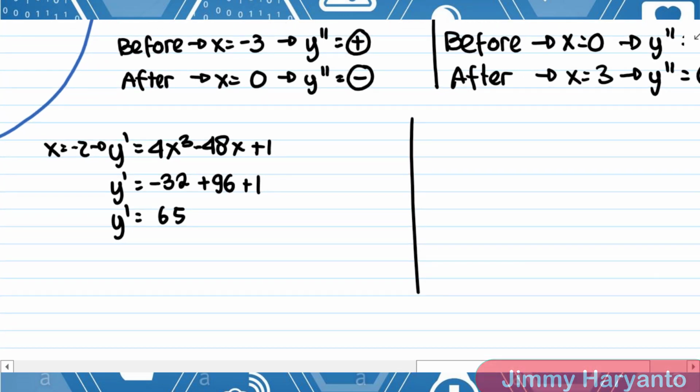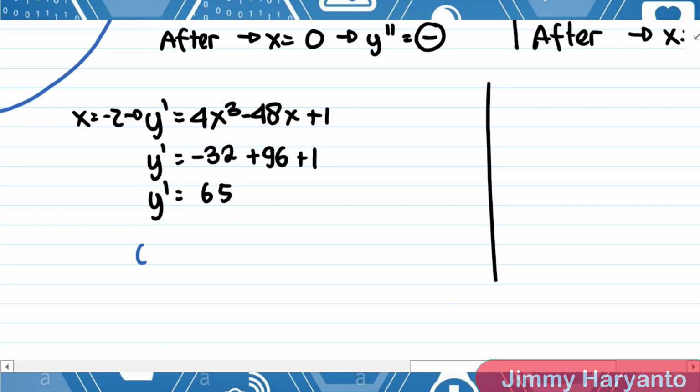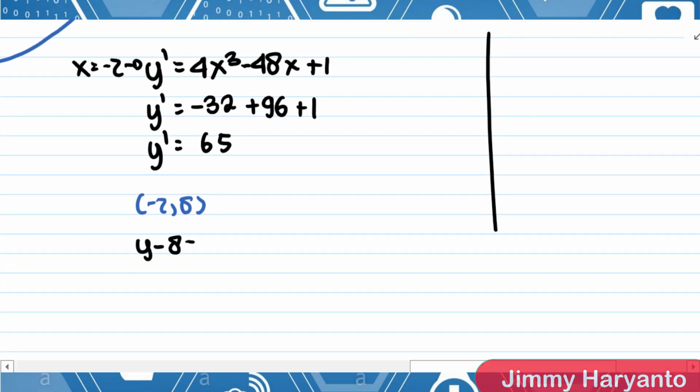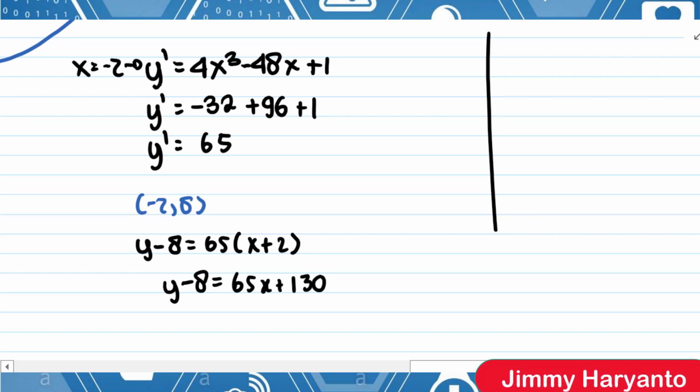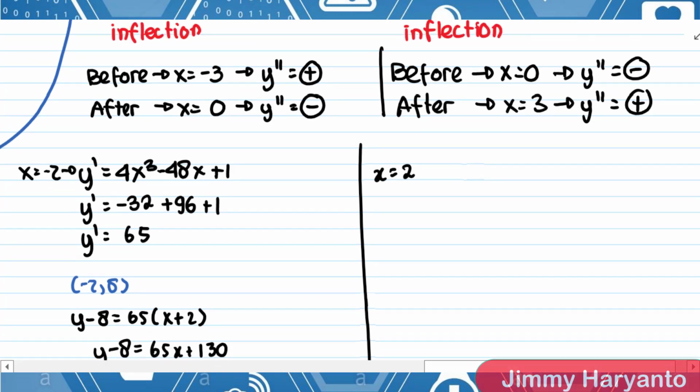It's a large number for a gradient. And then I can use the point (-2, 8) to find the equation of the line. y minus y1 equals m in the bracket x minus x1. So I will have y minus 8 equals 65x plus 130, and then y equals 65x plus 138. This one is the first equation of the inflection line. Next is x equals 2.